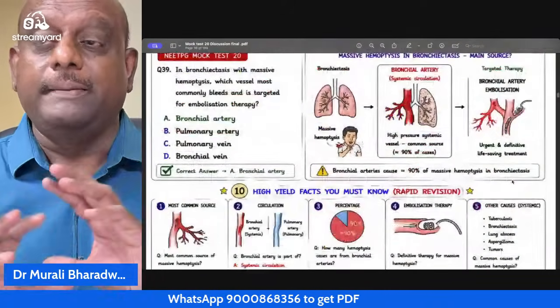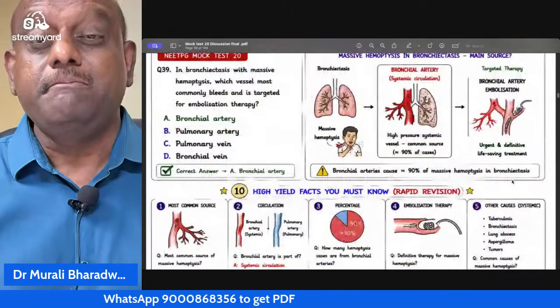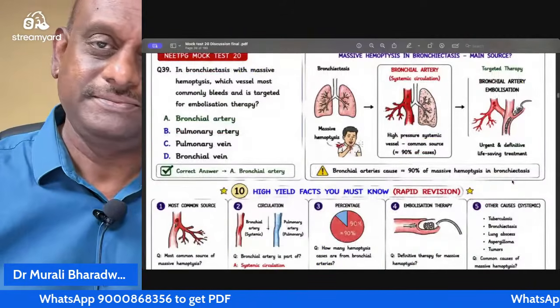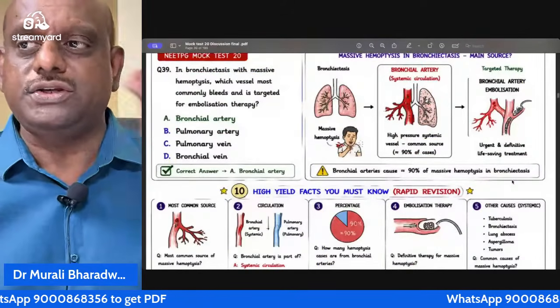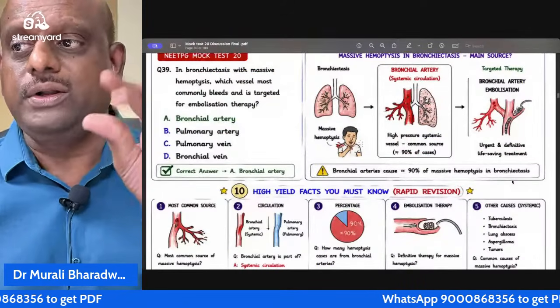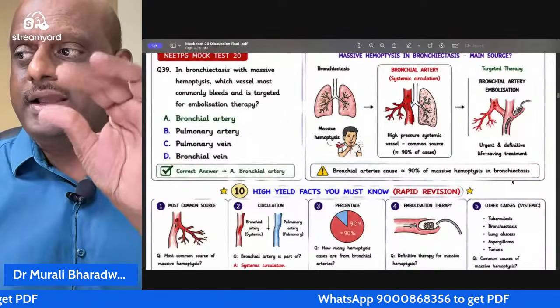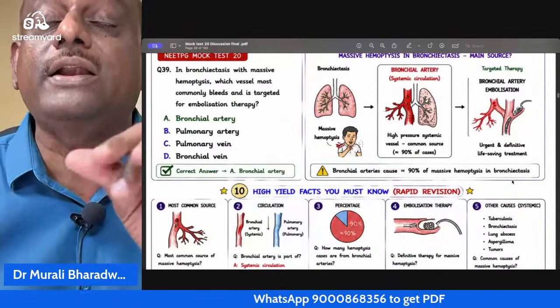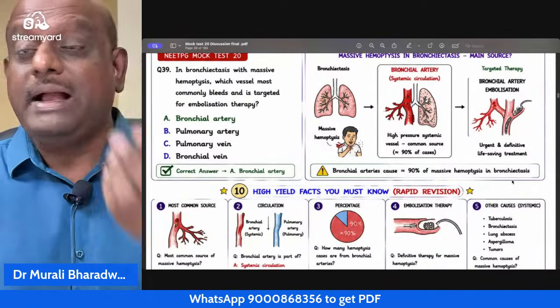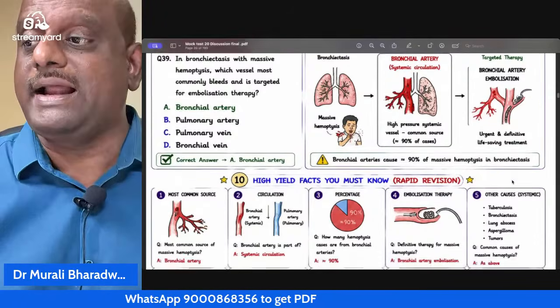In bronchiectasis, massive hemoptysis, how do you control that? You need to occlude the bronchial arteries, which are responsible for 90% of massive hemoptysis in bronchiectasis, is what we need to remember.